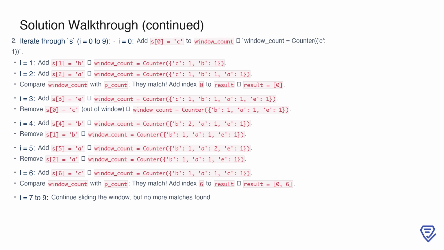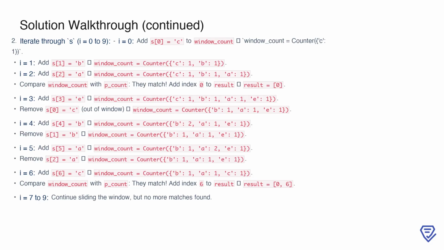Next, at index 3, we add e to the window, so window_count is c 1, b 1, a 1, e 1. Since the window is now larger than m, we remove the character at the start of the window, which is c. This updates window_count to b 1, a 1, e 1.